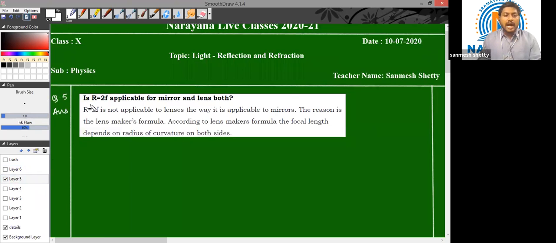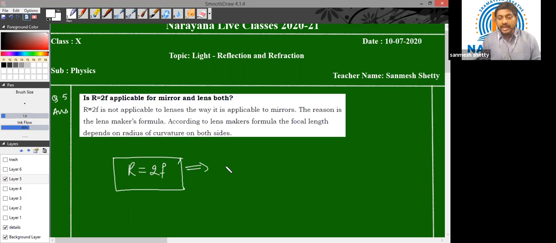Okay. Is R is equal to 2f applicable for mirror and lens both? Now during mirrors we solved various problems based on this formula, that the radius of curvature is equal to twice the focal length of the mirror. Now they are asking, is this formula applicable for the mirror and lens both? The answer is no. This formula is applicable only for mirror.